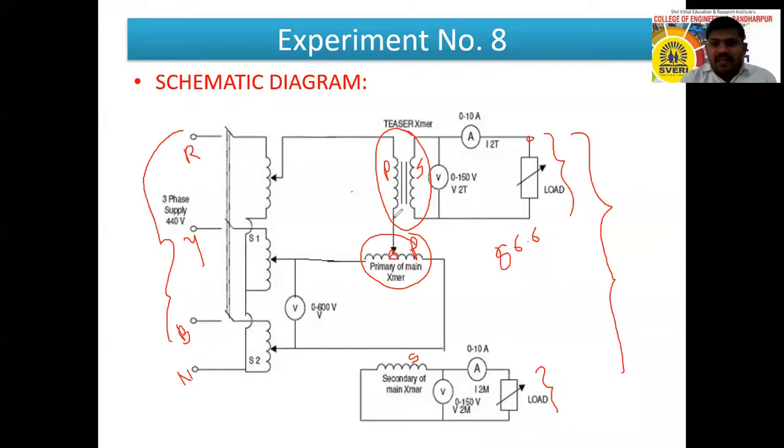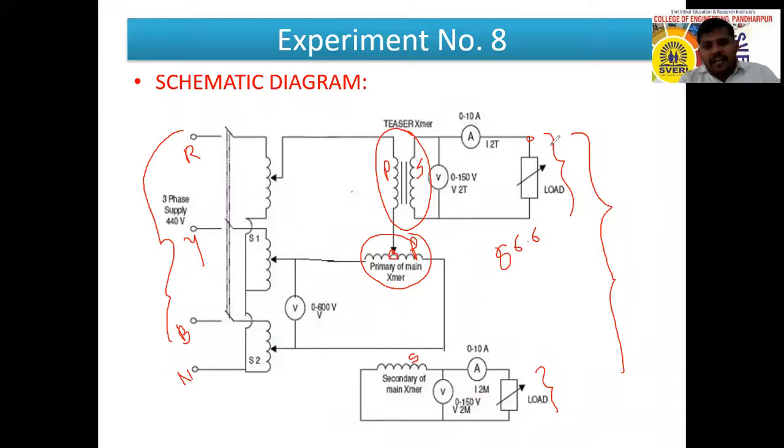For that connection we require two single phase transformers: one is the main transformer, the second is the teaser transformer. The winding of the main transformer is centrally tapped, and the primary winding of the teaser transformer is 86.6%. This is the standard value, and we have already derived it. On the secondary of these transformers we are connecting a load.